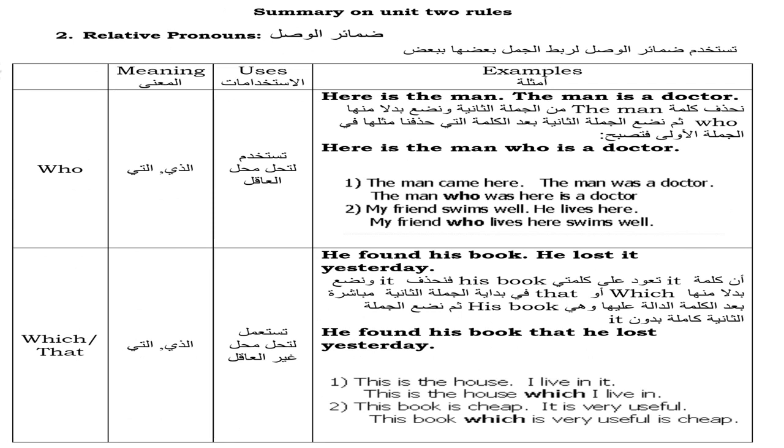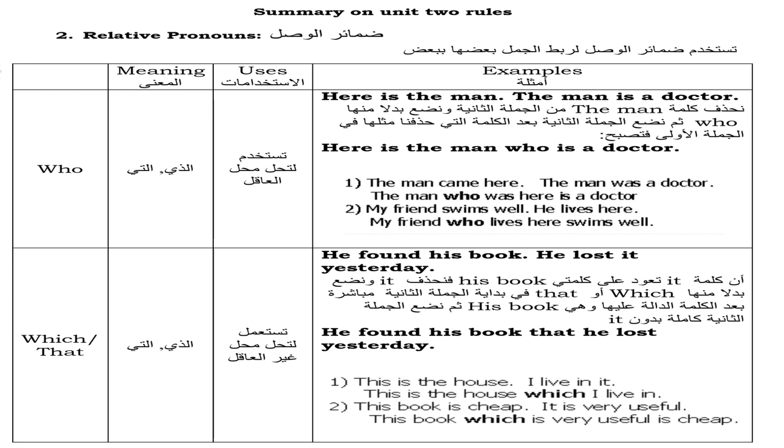Summary on relative pronouns. Relative pronouns who, which, that. Here are examples. Who replaces a person as subject and which replaces a thing. Here is the man. The man is a doctor. Here is a man who is a doctor. The man came here. The man was a doctor. The man who was here is a doctor. My friend swims well. He lives here. My friend who lives here swims well.